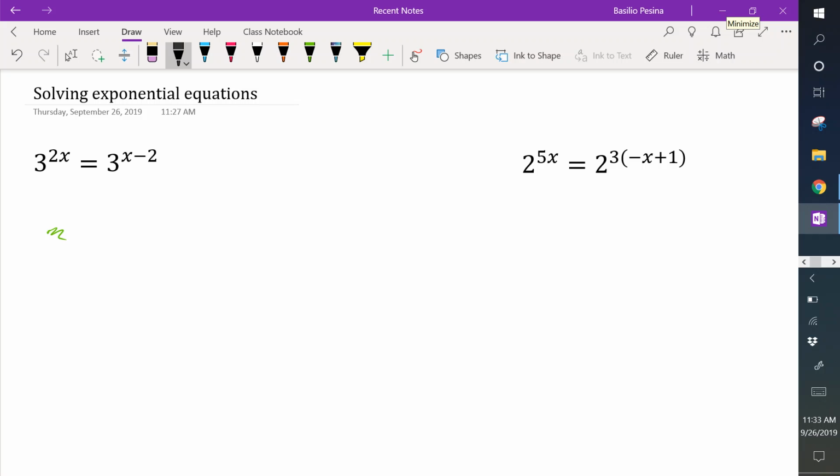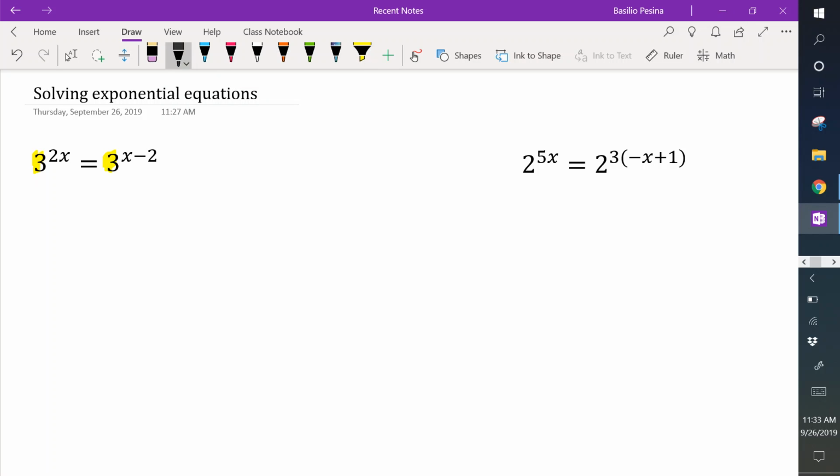Hello class. So today we're going to talk about solving exponential equations when functions have the same base and when they do not have the same base. So we can go ahead and begin today. We're going to notice that these do indeed have the same base of 3.